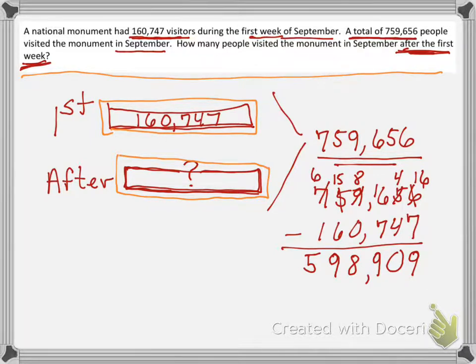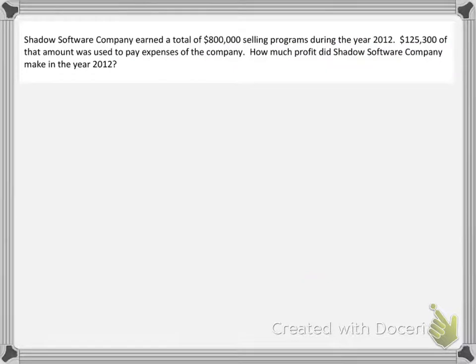All right, our next word problem is Shadow Software Company earned a total of $800,000 selling programs during the year 2012. $125,300 of that amount was used to pay expenses of the company. How much profit did Shadow Software Company make in the year 2012?